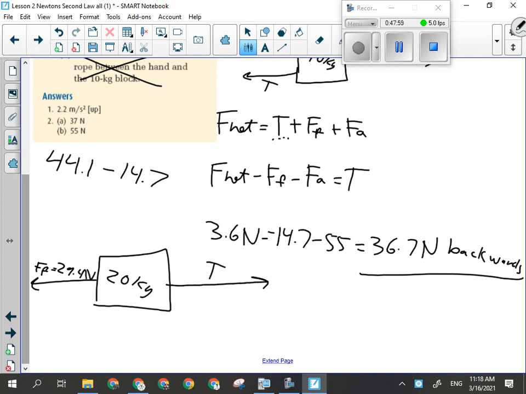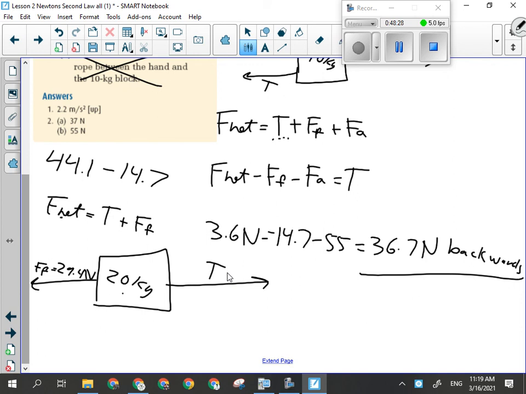That's the tensional force. The rope that connects the two boxes is the force that pulls forward on the 20 kilogram box. It pulls backwards on the 10 kilogram box. Everyone okay with that? So I've got a free body diagram drawn for this. Now, I can say the sum of all forces on the 20 kilogram block are the tension plus the force of friction. Can I calculate the net force acting on this box?